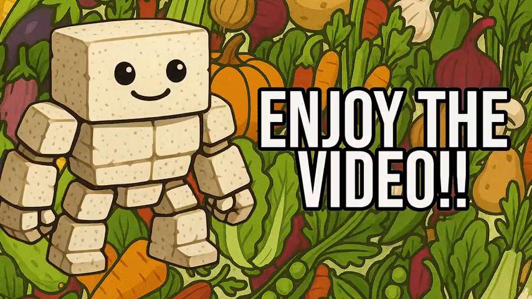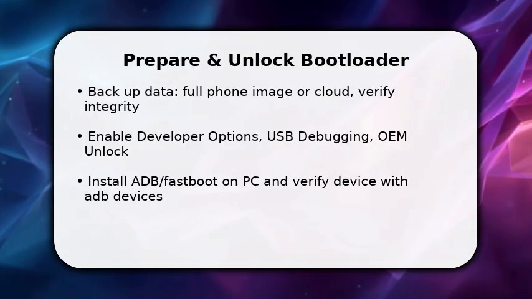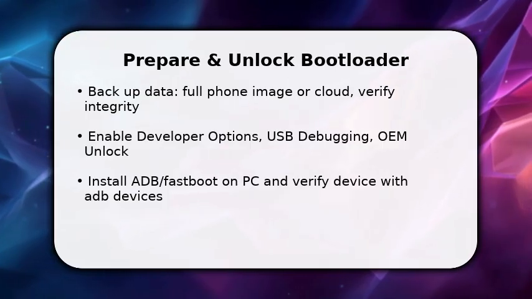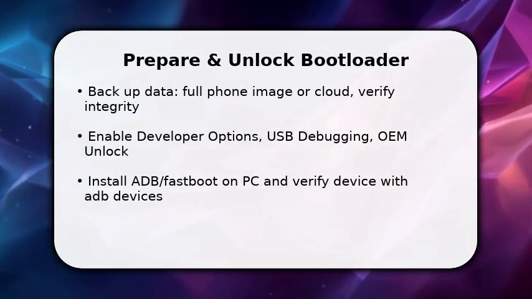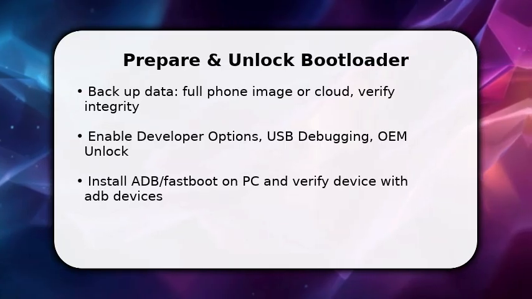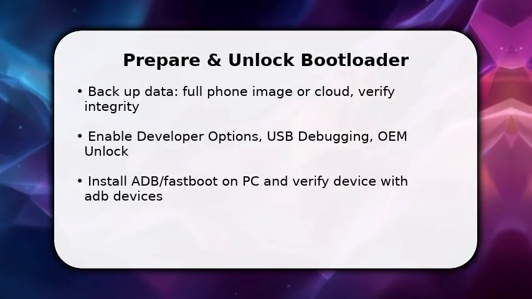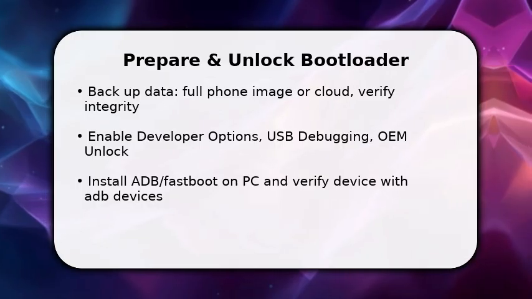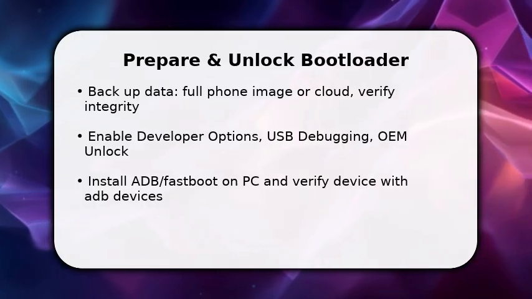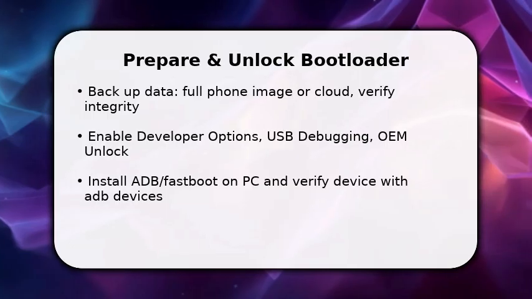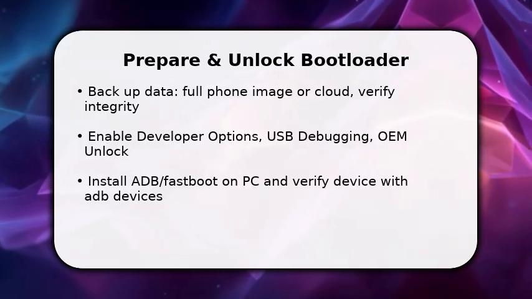Please enjoy the video. You start by protecting your data and preparing the device. Back up everything to a cloud or a full image so you can restore if needed. Next, enable developer options, turn on USB debugging, and allow OEM unlock. These steps let your PC communicate and change low-level settings.